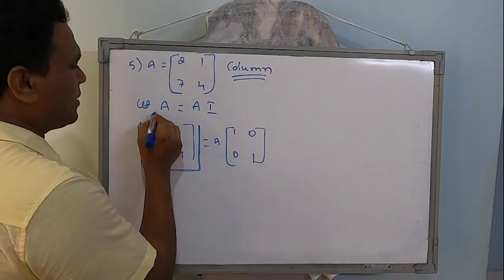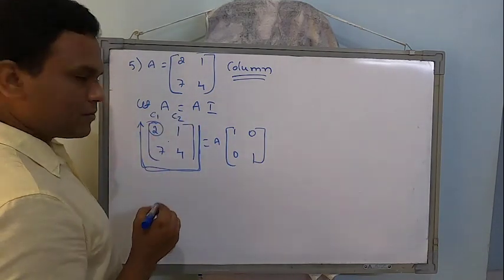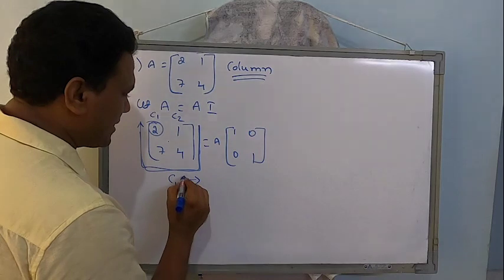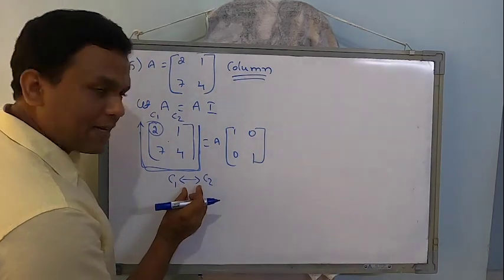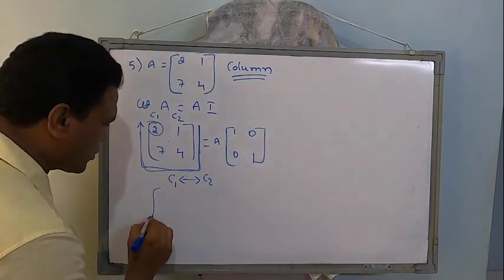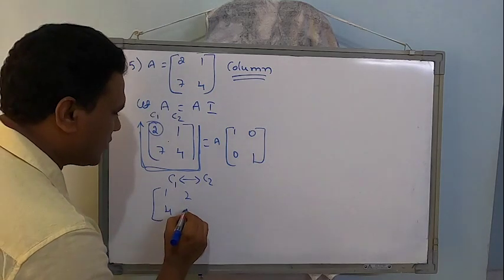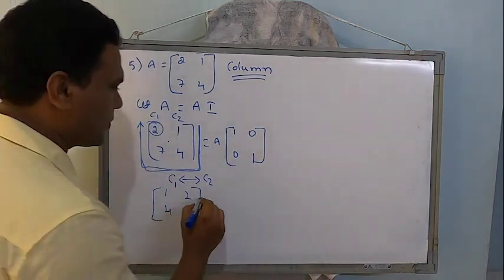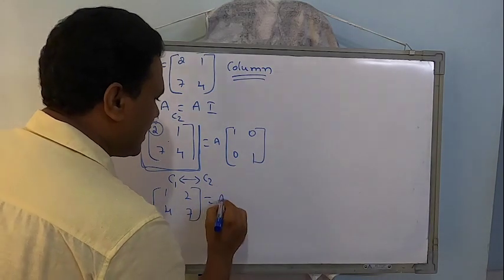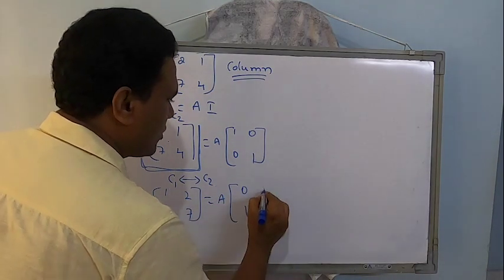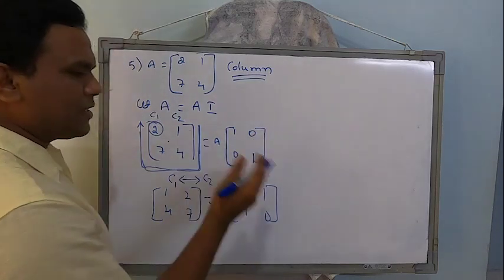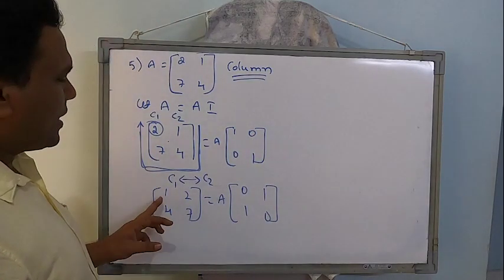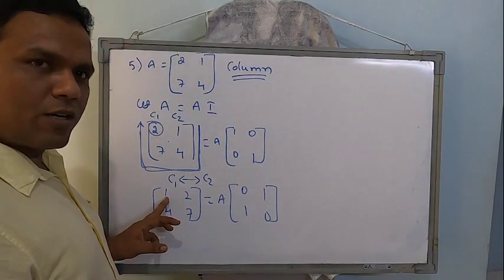What you can do simply here, this is C1, this is C2. If I'm writing this symbol with arrows on both, this shows you are interchanging the first and second column. I interchange the first and the second column. And here also, A as it is, 0 1 1 0. Interchange first and second column, first thing. So I required my 1 and I got it 1.